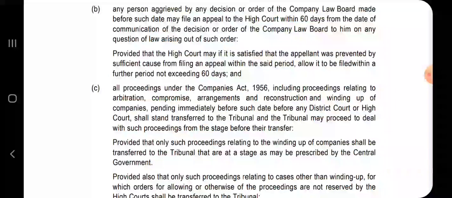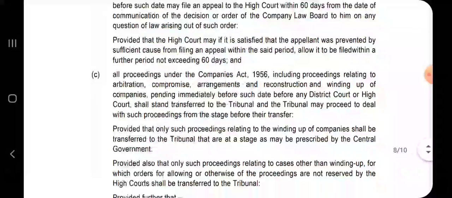From where it has left means the proceedings that have already been done have to be ignored, and from that point it has to continue. It is saying from the stage before it is transferred. Suppose the High Court has done up to 40% of the proceedings, but now the case has been transferred to the NCLT, the remaining 60% has to be taken care of. The first 40% should not be redone. Hope this is clear.